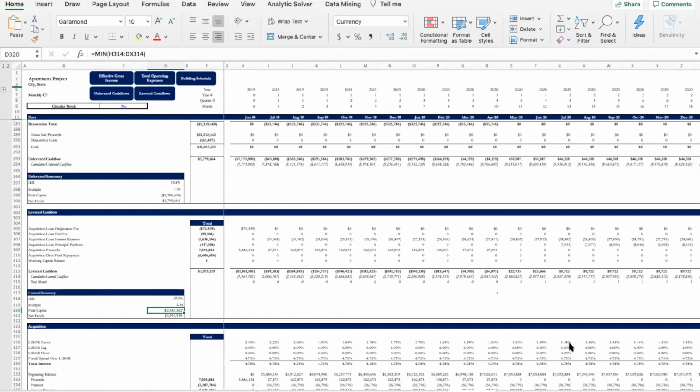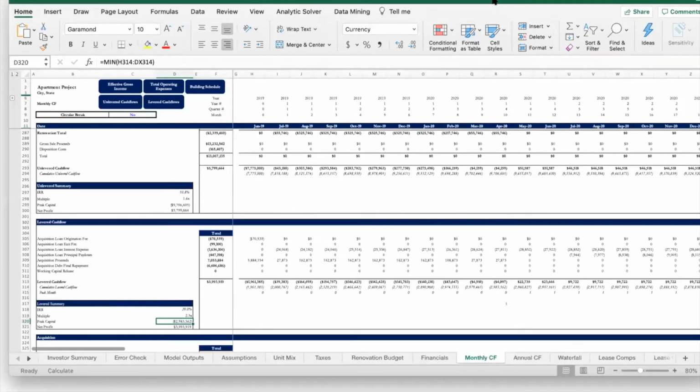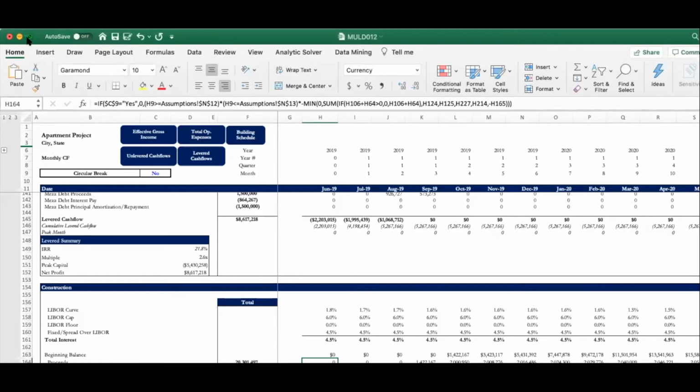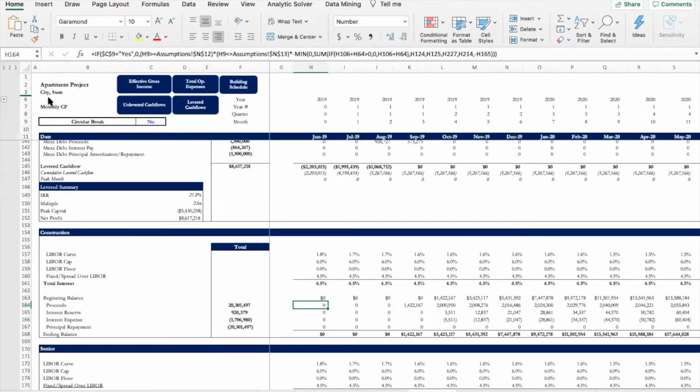So next, I'm going to briefly go over the lending side of drawdowns. For that, I'm going to switch to the multifamily development model. All right, there we go.